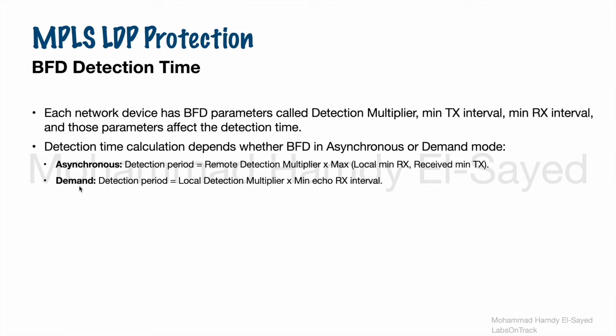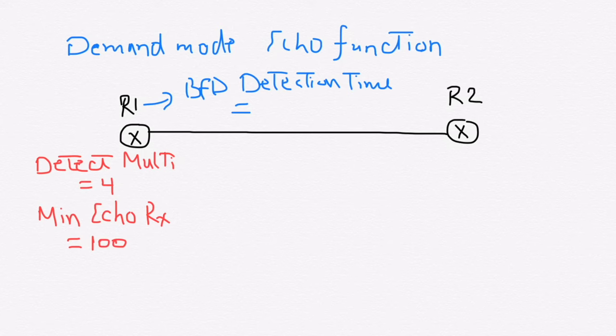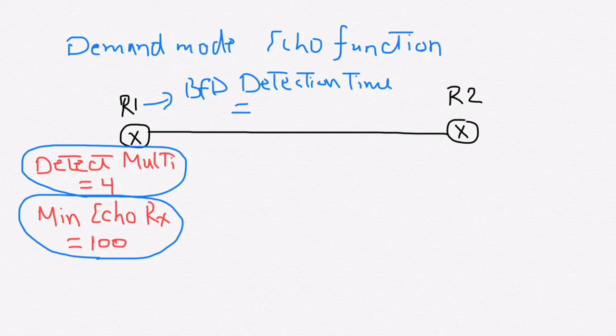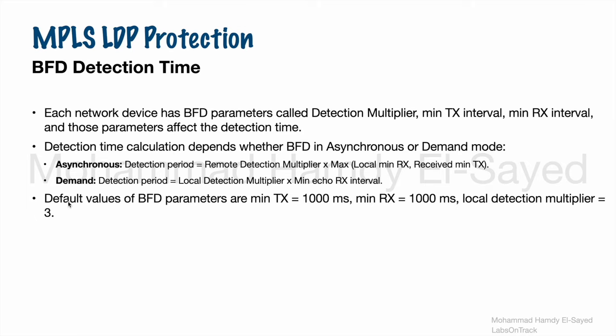For the demand mode, the detection period of BFD will be the local detection multiplier multiplied by the minimum echo RX interval, which will be 400 milliseconds. Default values of BFD parameters are: minimum TX is 1000 milliseconds, minimum RX is 1000 milliseconds, and local detection multiplier is 3.